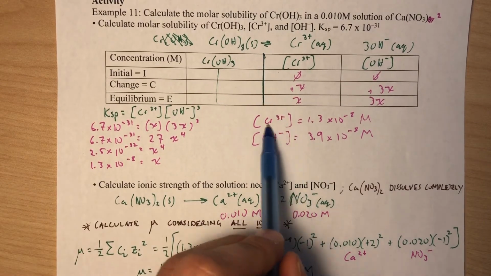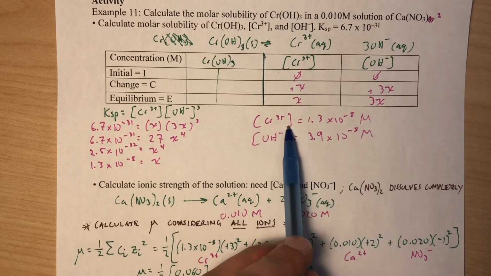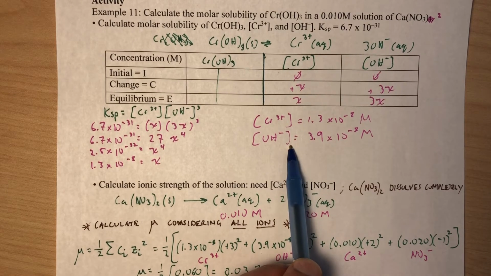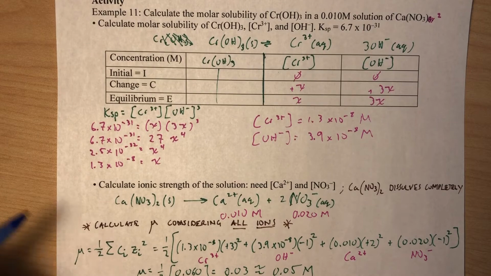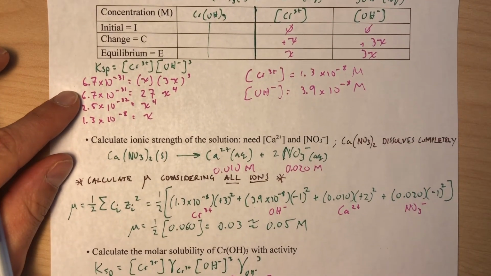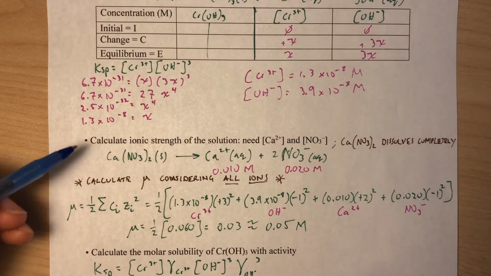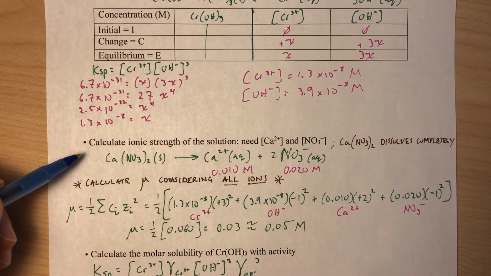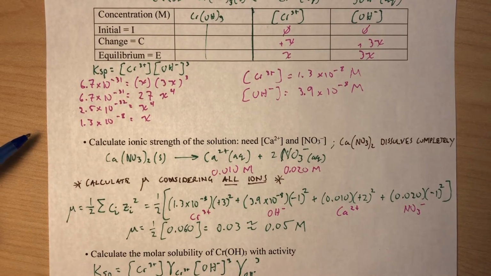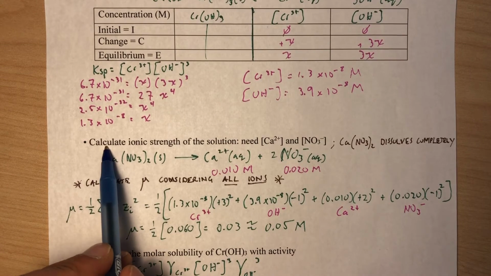We now have our chromium and hydroxide concentrations. Chromium concentration is equal to the molar solubility, and hydroxide is 3 times that amount, 3.9 times 10 to the negative 8th molar. In this problem, we are going to use all of the ions that are present in solution to calculate mu. And this is how you should be calculating this type of problem. So we have the ionic strength.